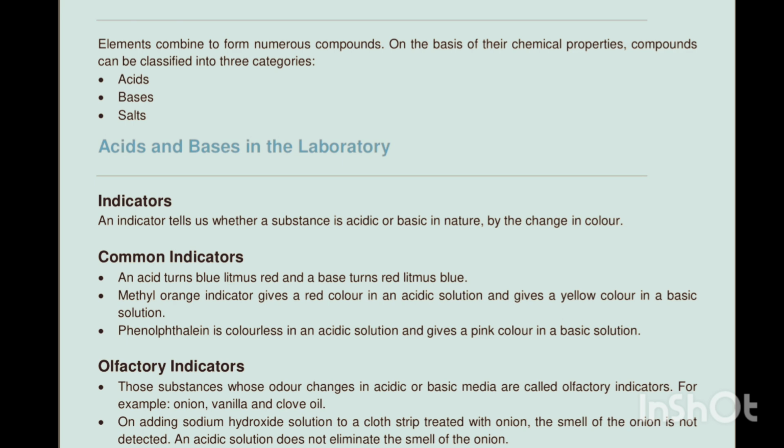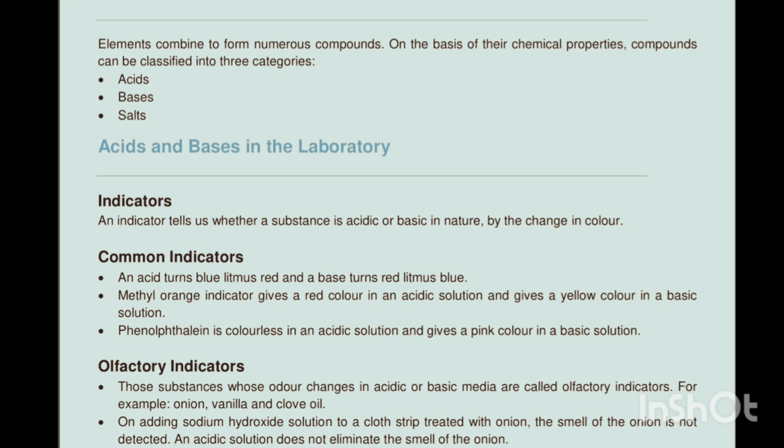Elements are the purest substances. Elements combine to form numerous compounds on the basis of their chemical properties. Compounds can be classified into three categories, that is acids, bases and salts, which we are going to learn in this chapter. So how can we indicate which are acids and which are bases?